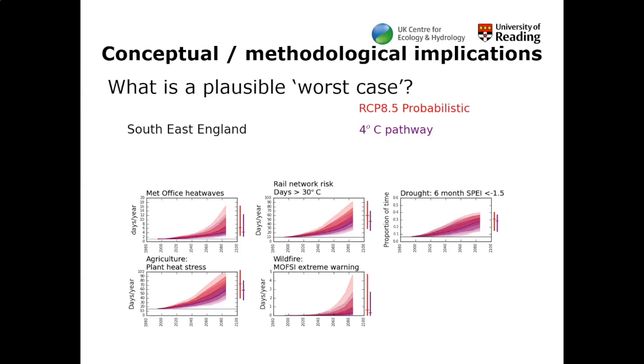What do we think of as the worst case? Is it 8.5? Is it 4? Does it make much difference what the 2 are? Is it the median that we use? Is it the high end from the probability distribution? And so on, and so on.